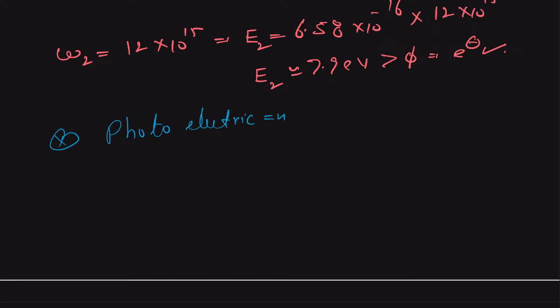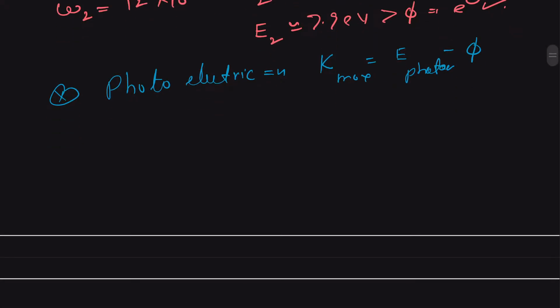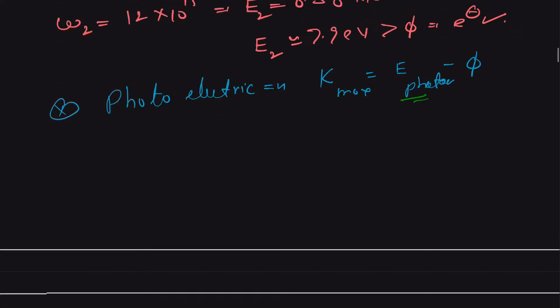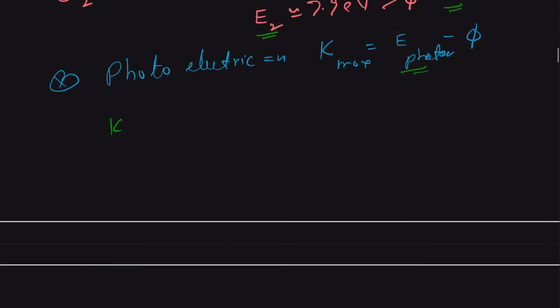Photoelectric equation, which gives us that the maximum kinetic energy is equal to the energy associated with the photon minus the work function. And here the energy associated with the photon will be our E2, because that only can eject our electrons. Therefore we can say that the maximum kinetic energy is equal to 7.9 minus 2.8, which gives us 5.1 electron volt. Next question.